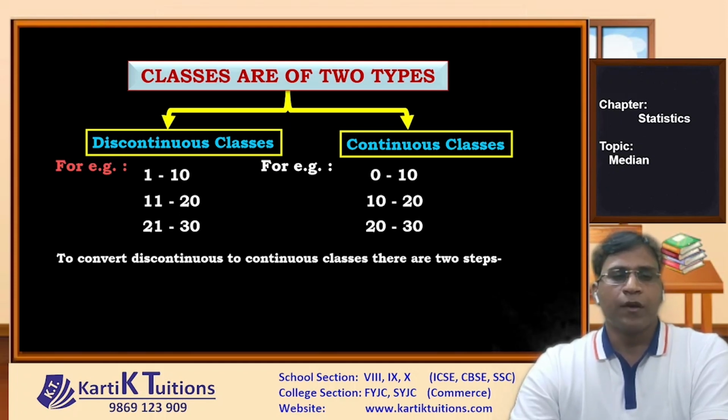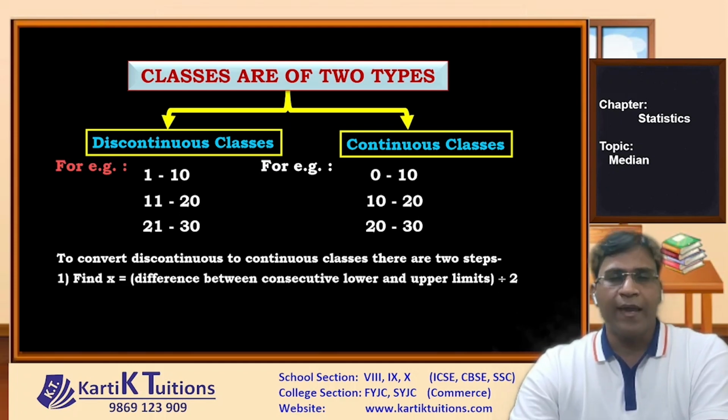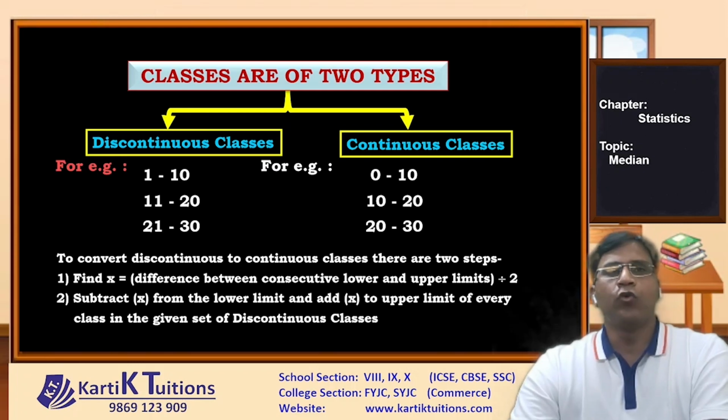Now there are two steps. The first step is to find the value of x. Now what is x? It is the difference between the consecutive lower limit and the upper limit of the previous class. Then we have to divide it by 2. Now whatever value you get, you have to subtract it from the lower limit and add it to the upper limit. Sir, I didn't understand anything. Let's apply this logic.